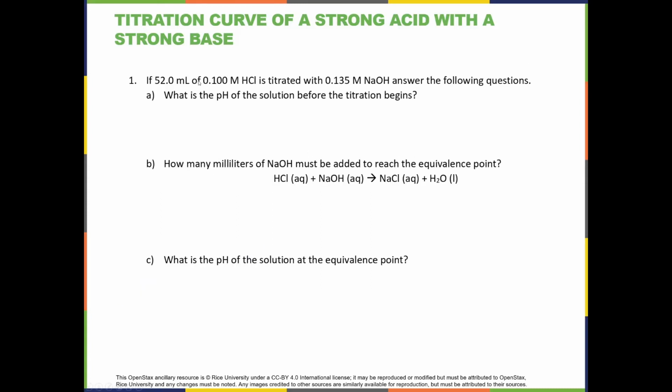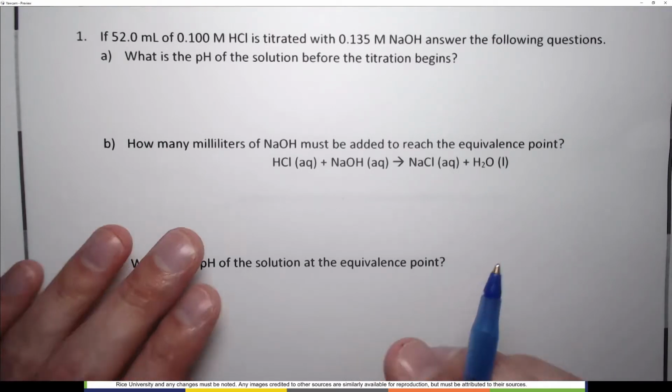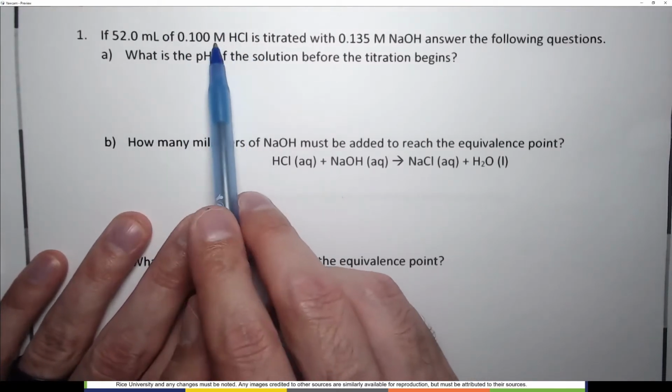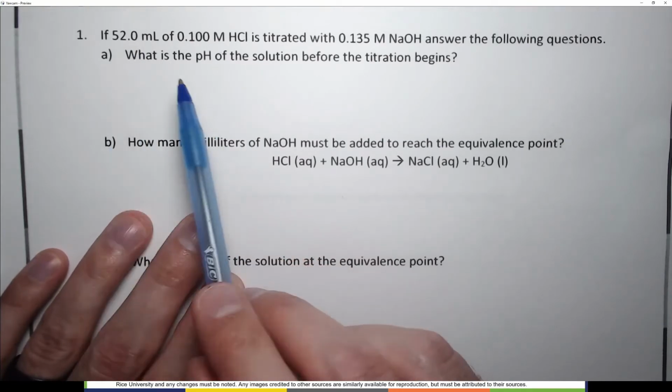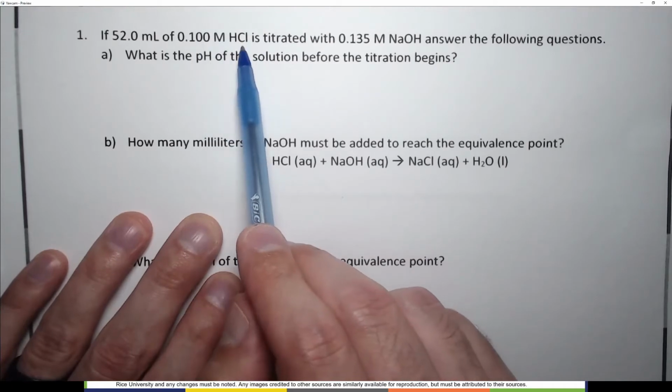All right, so it says if 52 milliliters of 0.1 molar HCl is titrated with 0.135 molar NaOH, answer the following questions. And these are the same questions. What is the pH of the solution before the titration begins? So we need to find the pH of the solution before the titration begins. Well, before the titration begins, we have 52 milliliters of 0.1 molar HCl. It turns out that it doesn't matter how much HCl we have to answer this particular question. What matters here is the concentration of HCl.